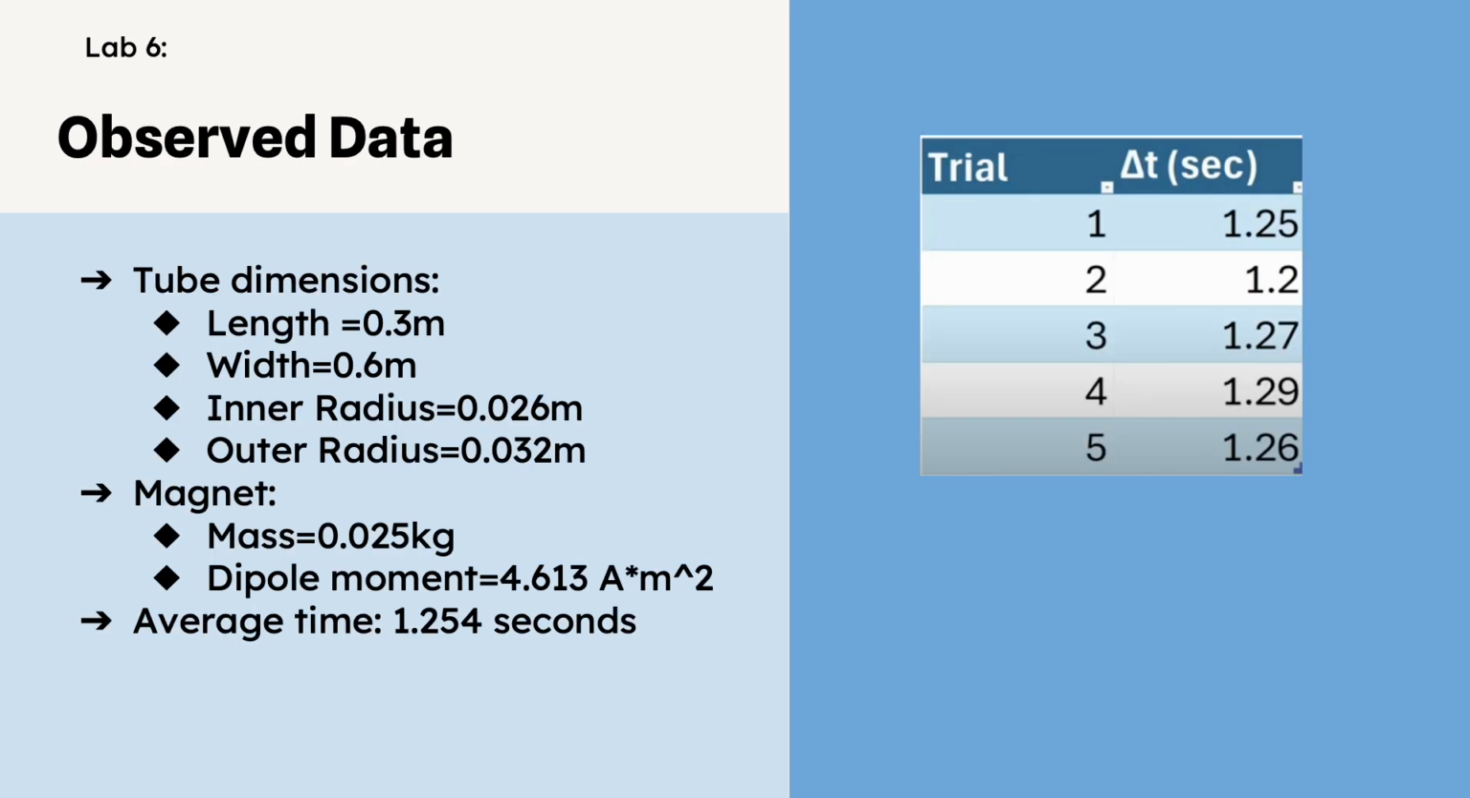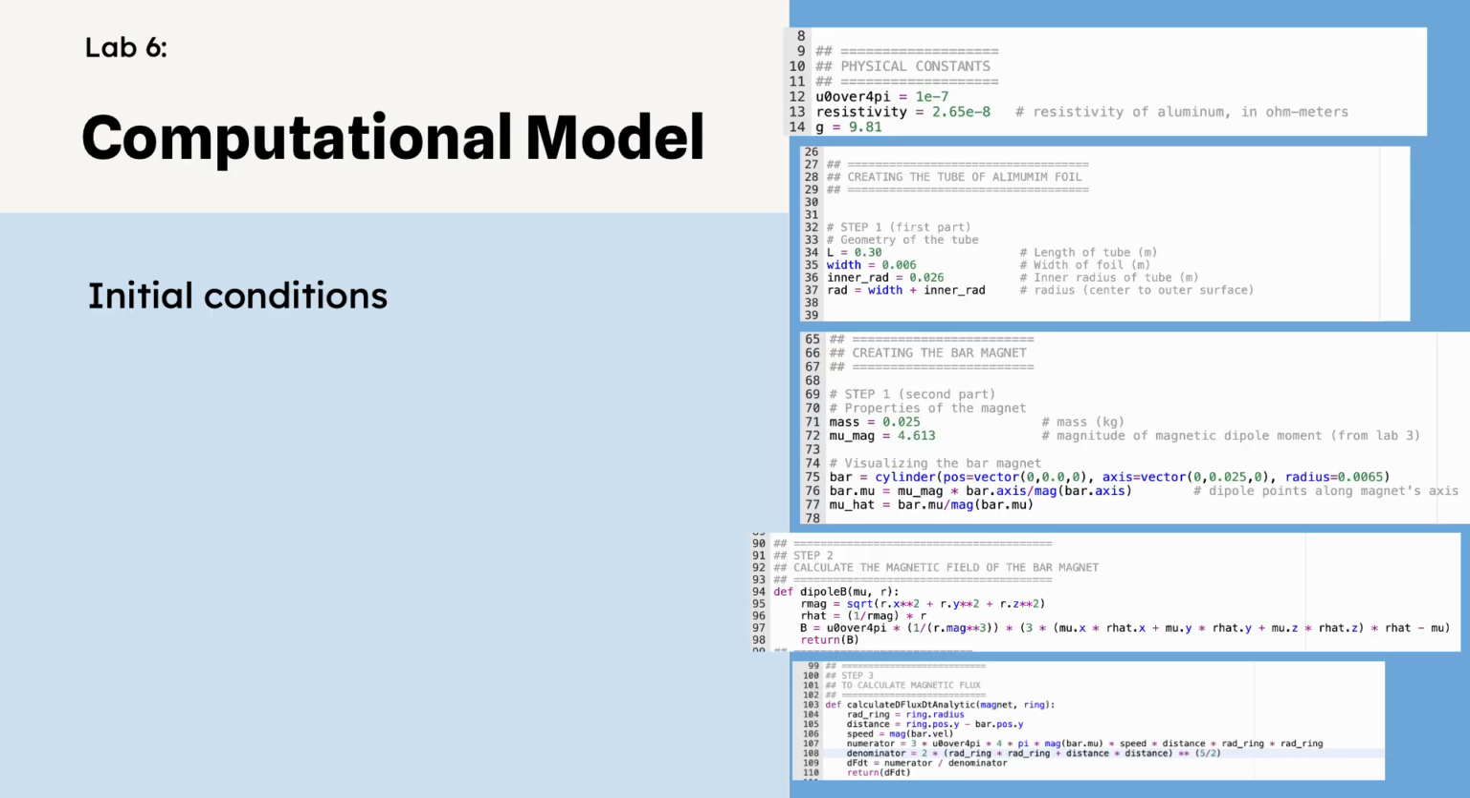From our experimental procedure, we have our different trials and the different times that we recorded. The tube dimensions were a length of 0.3 meters, width of 0.6 meters, inner radius of 0.026 meters, and outer radius of 0.032 meters. The magnet had a mass of 0.025 kilograms and a dipole moment of 1.613, and the average time for the magnet to fall through the tube was 1.254 seconds. We then used those observed quantities as the initial conditions for our computational model.